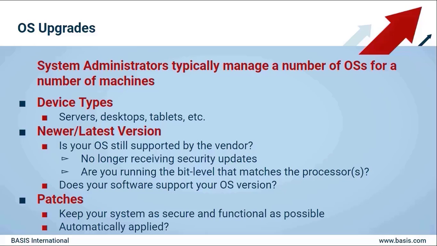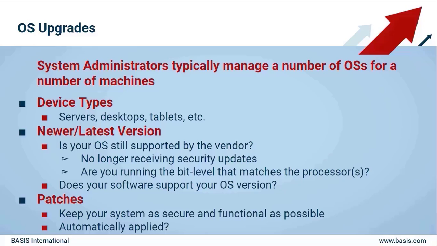And are you running the bit level that matches your processor? Because a lot of 64-bit machines will still support 32-bit OSs and 32-bit processes, but you really want to match the bit level of your processor. Does your software support your OS version? So that's another one. You're running old software, but on a new OS version. And that's one thing a system administrator should make sure of: that you're running software that is supported by your OS.